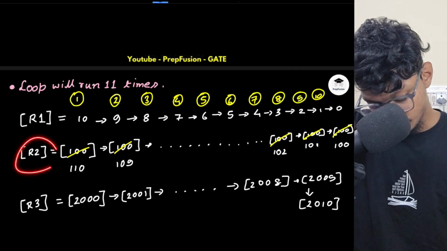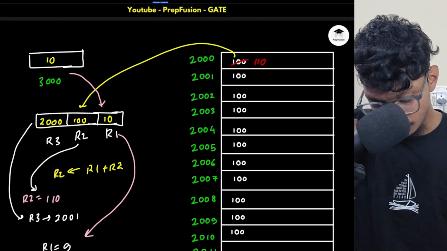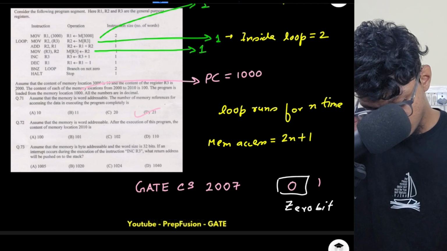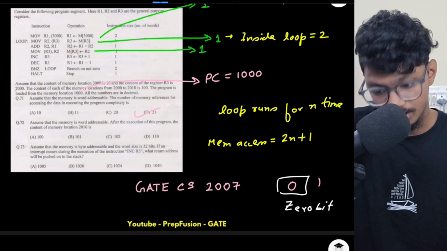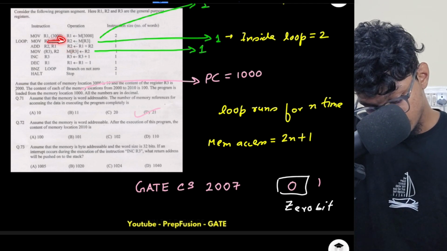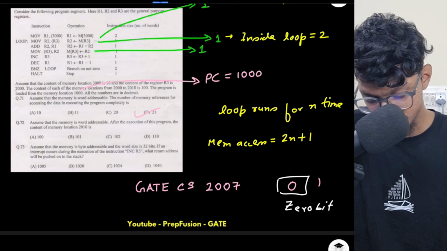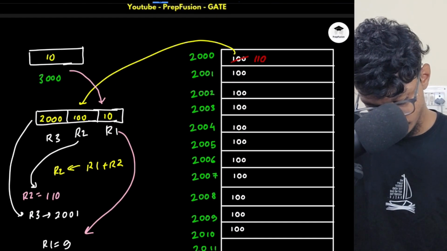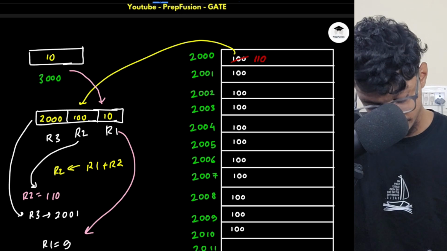Okay. And what about R2? R2 is a bit interesting, right? What is happening to R2? Every time R2 is getting updated to 100, because my memory location pointed to by R3 has 100.